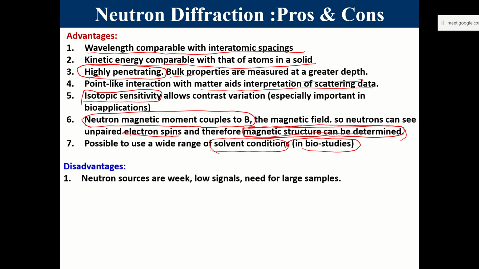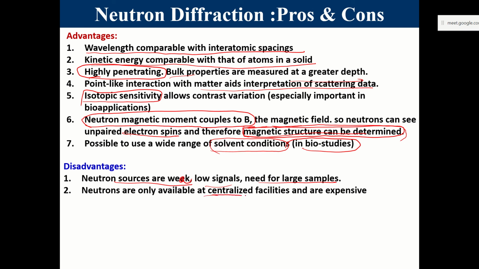So the disadvantage is that sources are weak. Sorry, it's spelled wrong. Sources are weak, so low signals. You need large samples, because the neutron goes through unhindered most of the time. And you cannot do it often because it is a centralized facility, and very expensive.